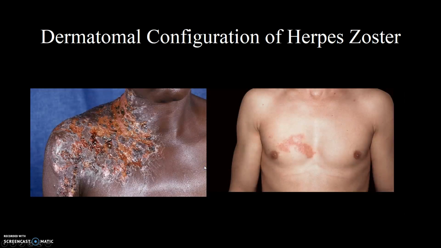lesions. I wanted to visually exemplify the dermatomal configuration of herpes zoster. You can visualize the dermatomes. We learned those in nursing school. And just recognize that some lesions fall into dermatomal descriptors, and herpes zoster is one. Look at these gentlemen. Herpes zoster is 99% of the time unilateral, and I've never seen it bilateral.